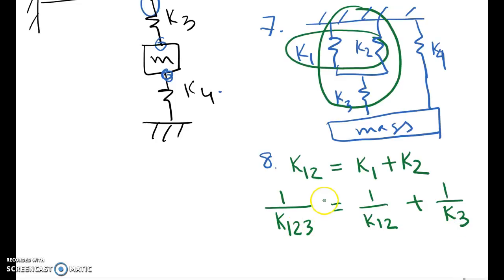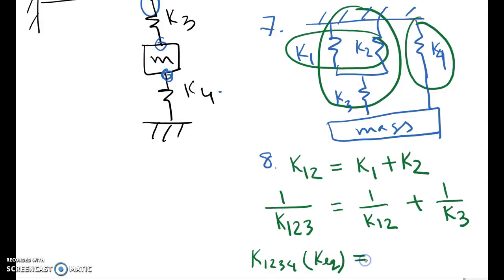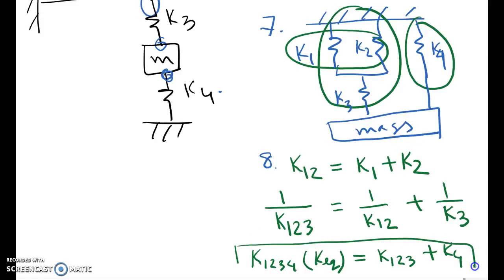Now K123 is connected to K4 as a parallel, so we can write their equivalent spring stiffness as K1234, or K equivalent for this system, and we can write as K123 plus K4, and that is your answer to find the equivalent spring stiffness for the system.